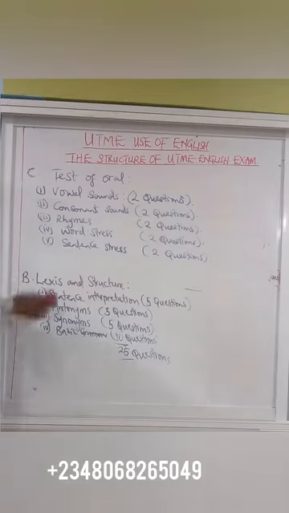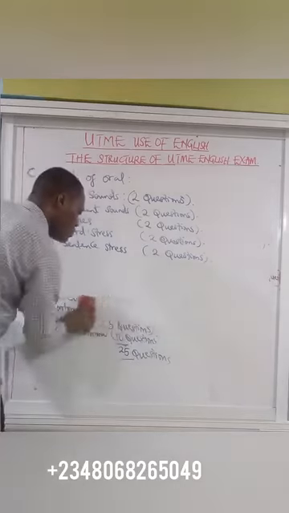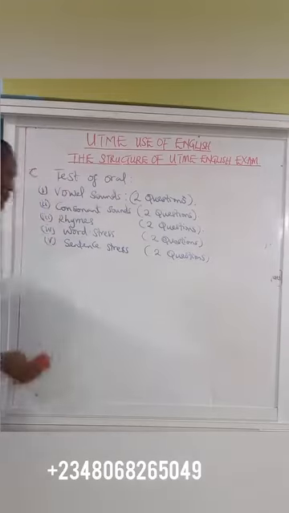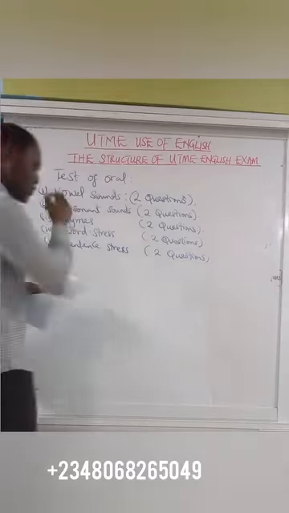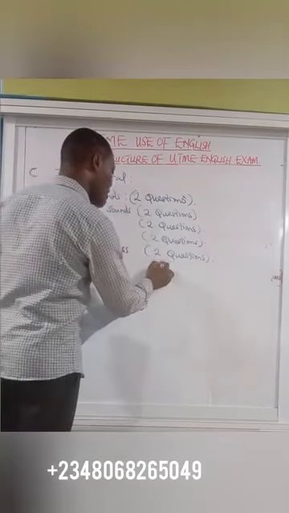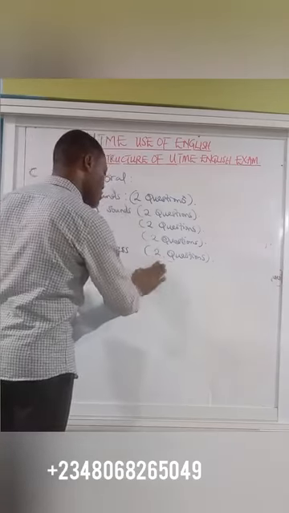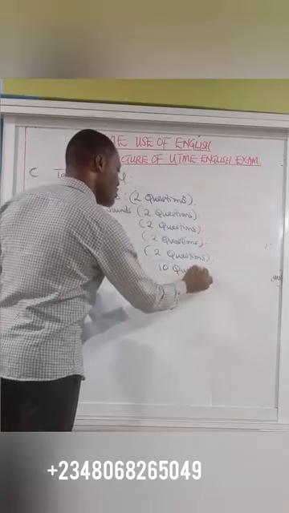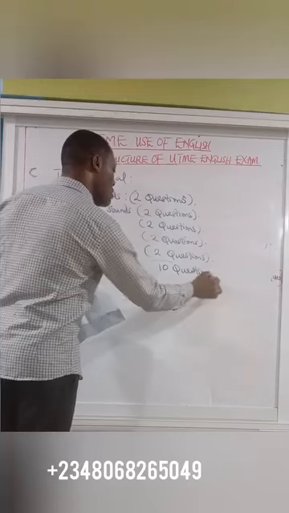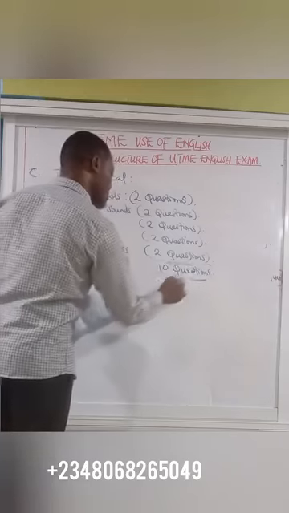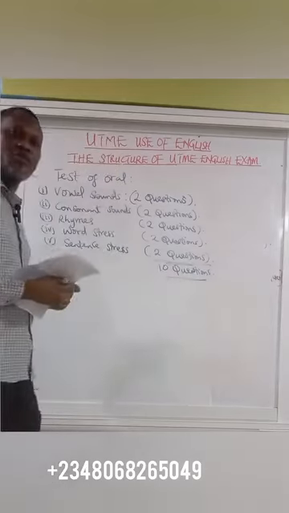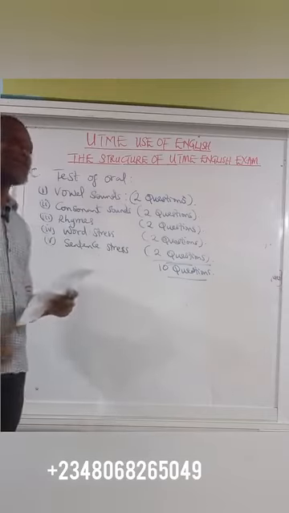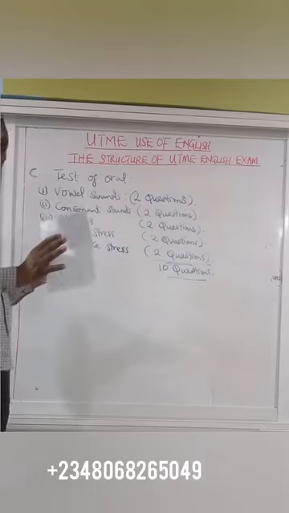We have 10. Okay, so under section A, we have 25 questions. Section B, we have 25 questions. And under section C, we have 10 questions. So in all, we have 60 questions. So the use of English in UTME consists of 60 different questions, and this is the structure of the exam.